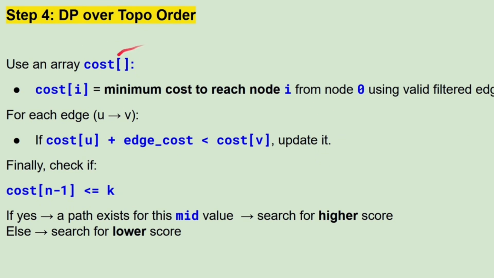So over the topological order, we will use a cost array, where cost at i is the minimum cost to reach node i from node 0 using the valid filtered edges. For each edge u to v, if cost at u plus edge cost is less than the cost at v, we update it. Finally, we check cost at n minus 1. If it is less than or equal to k, the path exists for the mid value and we search for a higher score; else we search over the lower score.